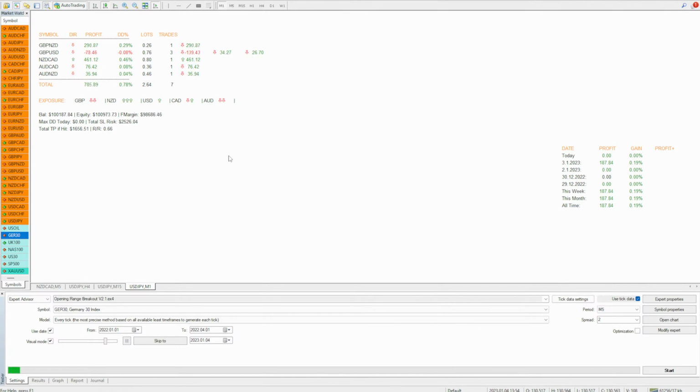So that's the end of that strategy. That's the opening range breakout strategy. That's the opening range breakout EA. There's links in the description to everything. So go ahead, fill your boots and use it.